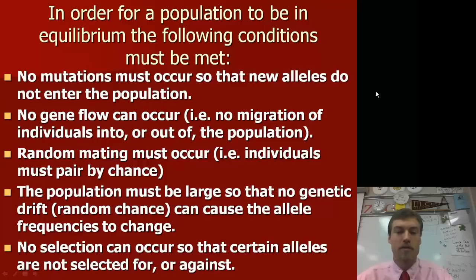The population must be large so that no genetic drift or random chance can cause the allele frequencies to change, right? So if a group of a population gets cut off, it's not going to change the allele frequencies. And no selection can occur, so that certain alleles are not selected for or against. Okay, now, is this ever really actually happening? No, but what we can do is pick out a certain moment in time, and in that moment we can say, hey, this population at this particular moment is in genetic equilibrium, right? Because if we just pick a single moment in time, all of these conditions can be met.